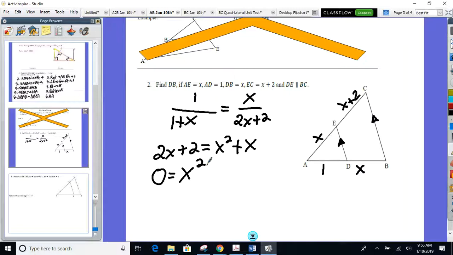What are you moving over here? Okay, how do you move the 2x over? x minus 2x. Okay, combine it though. x minus 2x, what is it? Oh, negative x. Okay. How do you move the 2 over? So it becomes minus 2.